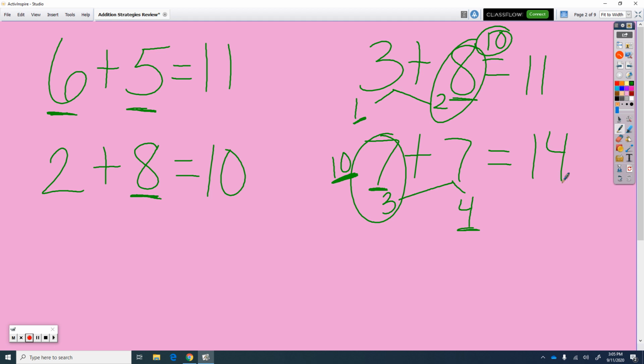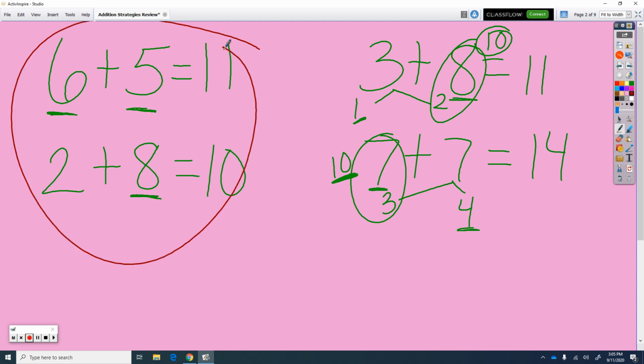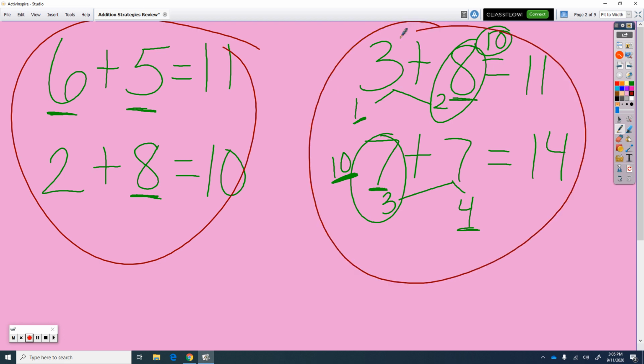Good job, good job. And like I've said before in our videos, the good thing about these strategies or these ways is that it does not matter which one you use. If you like counting up and you're good at it and you keep getting the right answer, then you count up. If you like making 10s and working with the number 10 and you're getting the right answer every time, then you make a 10. It's up to you to choose which way that you like the best, which way works for you.